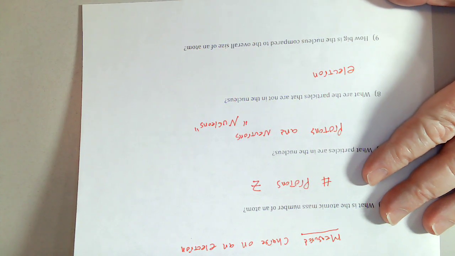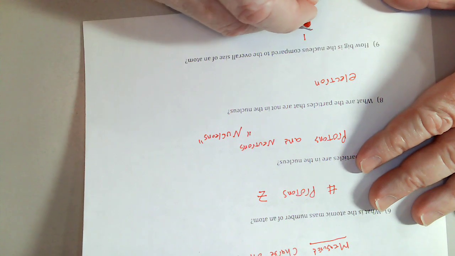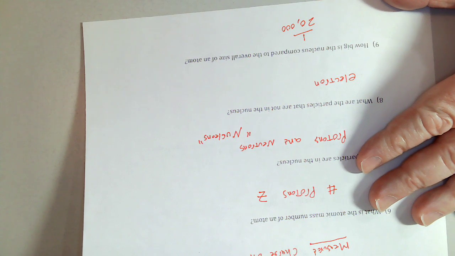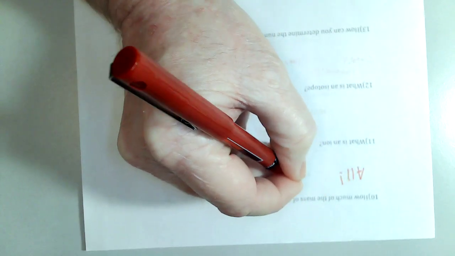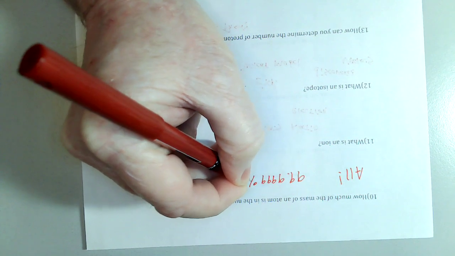And how big is the nucleus compared to the overall size of an atom? Oh man, it is so small. At least 1 over 20,000th the size. Okay. Now, how much of the mass of an atom is in the nucleus? We're going to basically say it comes out to be like 99.9999% of the mass, because it's got the neutrons and the protons. The electrons weigh hardly anything.